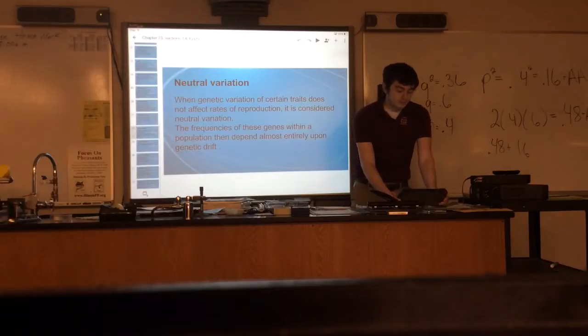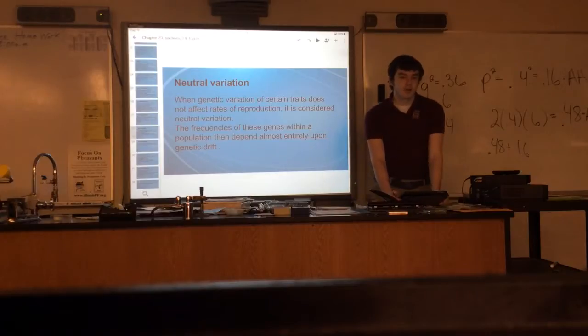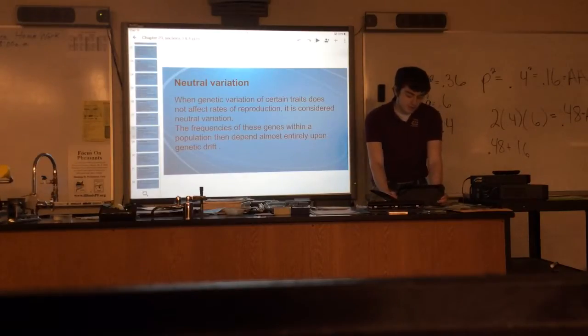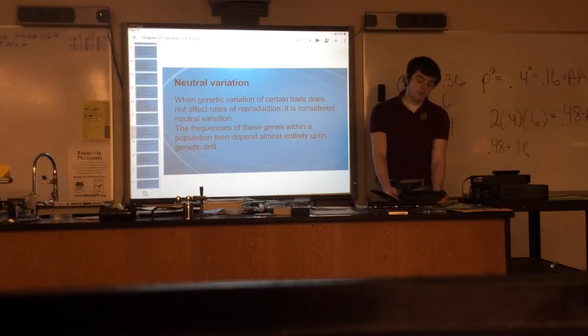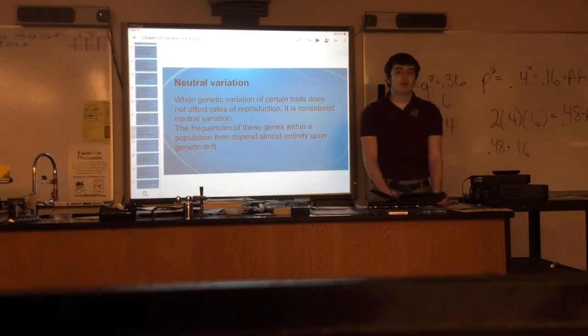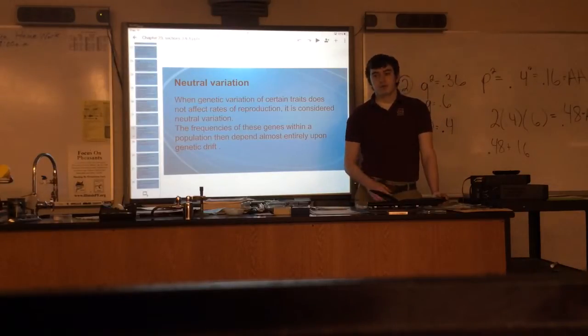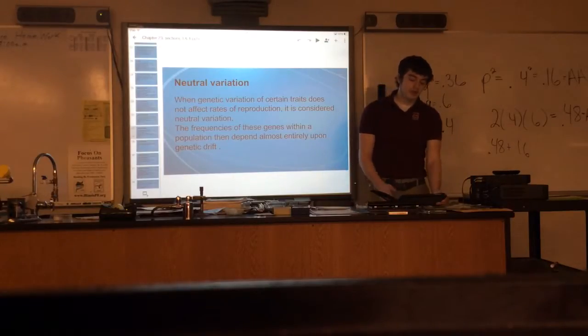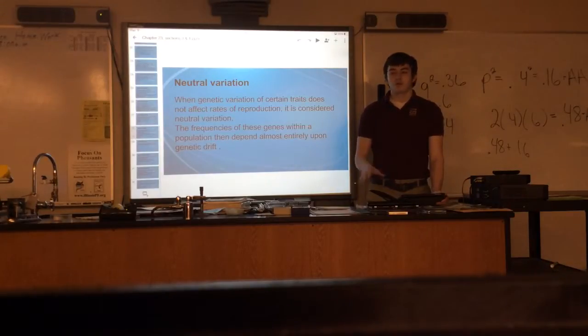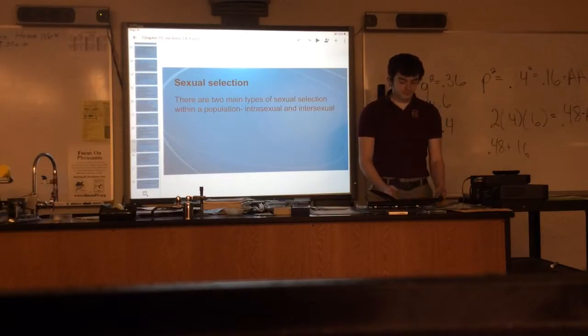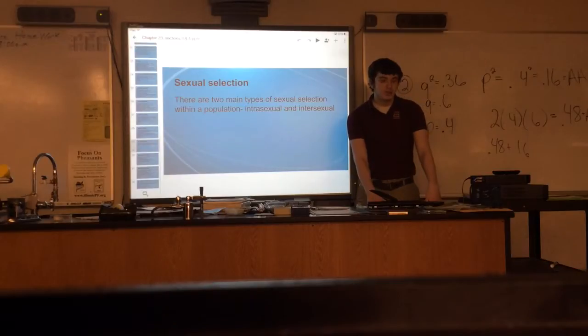Neutral variation: genetic variation of a certain trait that does not affect the rates of reproduction is considered neutral variation. The frequency of these genes within a population is then dependent almost entirely upon genetic drift. So the allele does not affect how you survive whatsoever. For example, tongue rolling, as we talked about, doesn't affect our chances of survival. So the chance of you having it is all down to chance, or genetic drift.